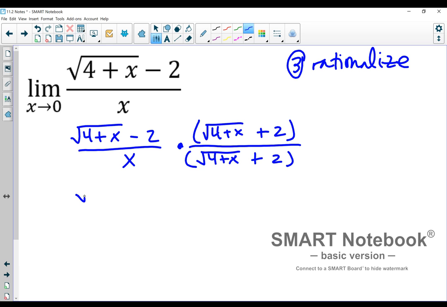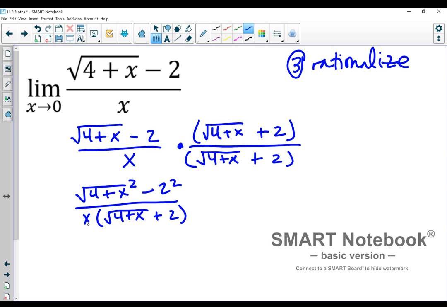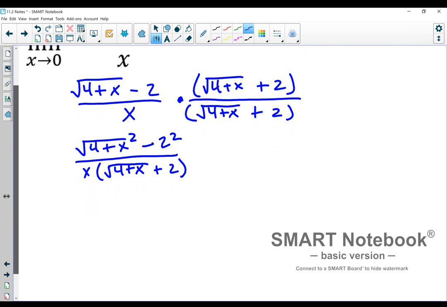So I'm going to have the square root of 4 plus x, I'll have that squared, and then minus, and then 2 squared. So that's how difference of squares works. In my denominator, I'll have x times square root of 4 plus x plus 2. And this is still a problem, right? If I put a 0 in here, I'd be multiplied by everything. So what I'm really hoping is that that factor of x gets canceled out. And so I'm just going to let it hang out there. I'm not going to distribute it or anything. I'm just going to see what happens in the numerator.